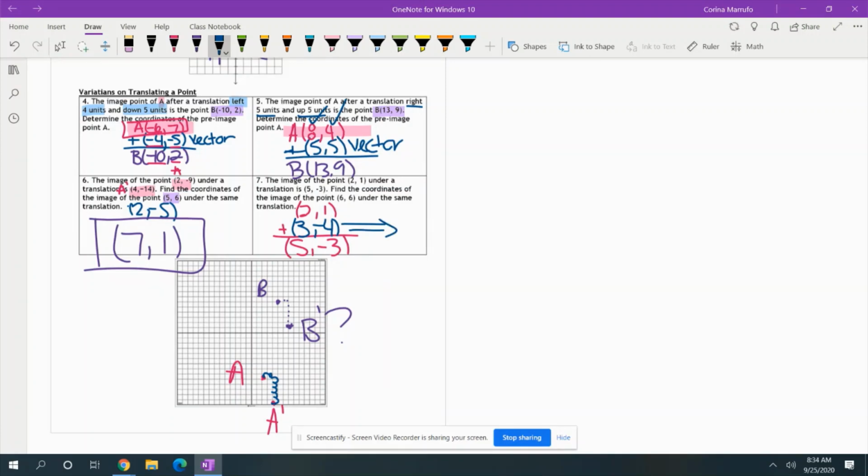Okay, so now they want us to take this new point, which is (6, 6), and apply the same translation. Now that we figured out the translation, we can plug it in and figure out our new point. So 6 plus 3 gives us 9, and 6 plus -4 gives us 2.